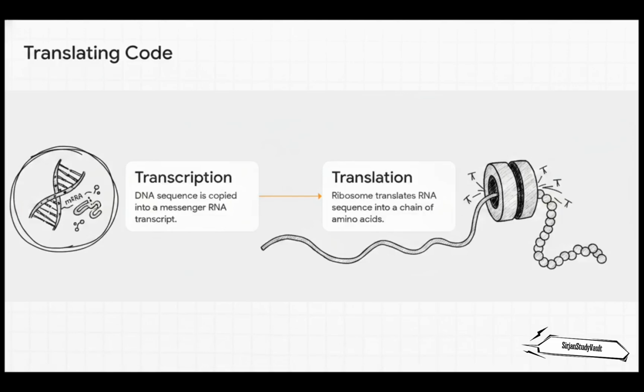Then comes step 2, translation. This newly minted, single-stranded messenger RNA leaves the protective vault of the nucleus and travels out to a cellular factory called a ribosome. The ribosome acts like a scanner, reading the RNA sequence 3 letters at a time and translates it into a chain of amino acids. And those amino acids, they fold up into proteins.